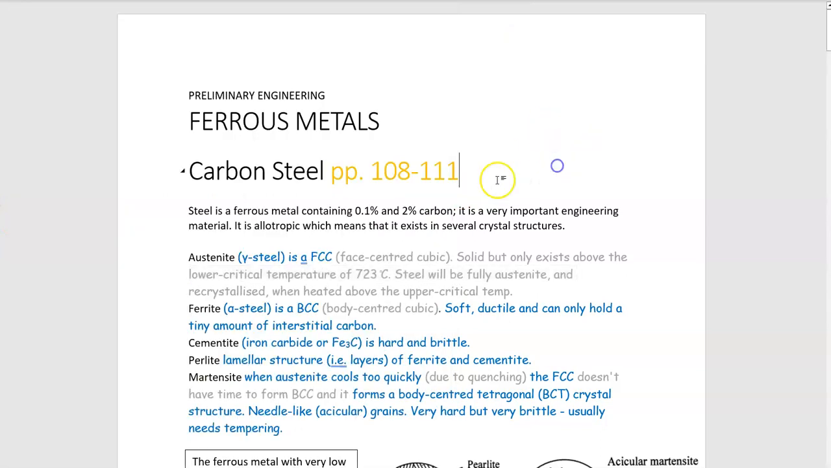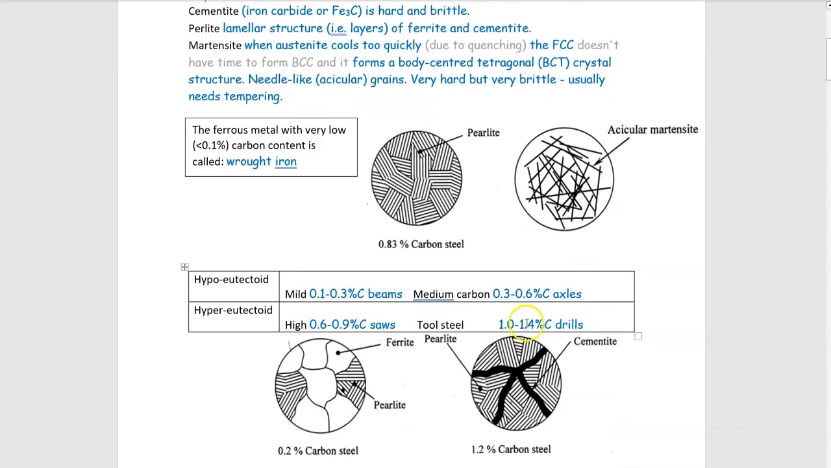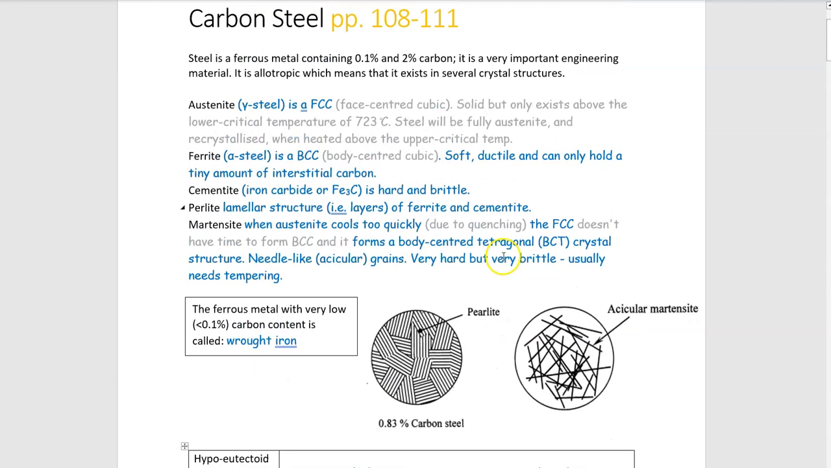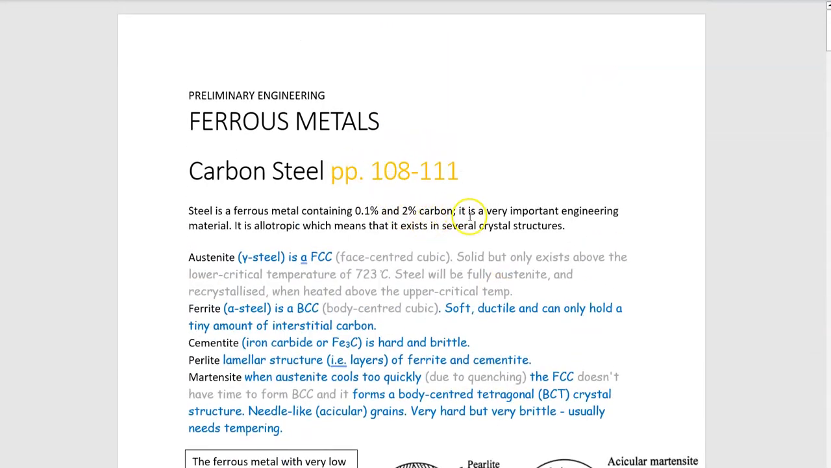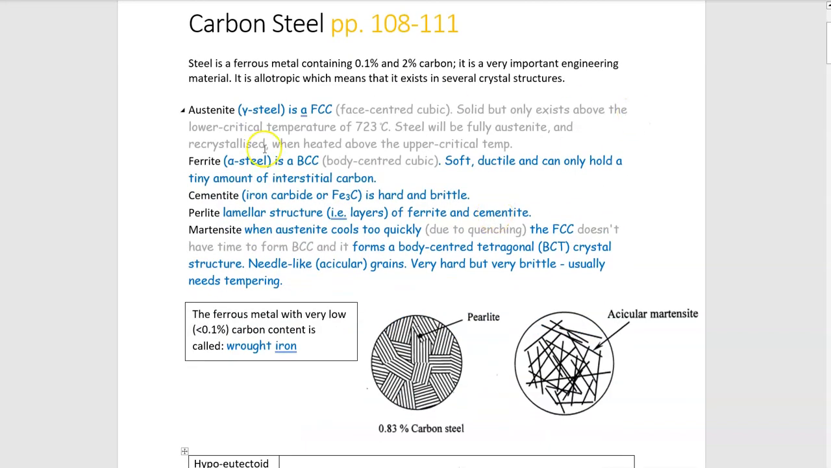So to start off with, we're going to talk about steel. Steel is a ferrous metal containing 0.1 to 0.2. You'll notice it's actually more accurate to say up to about 1.4, but we'll say 0.2% carbon. It is a very important engineering material. It is allotropic, which means it exists in several crystal structure states, specifically austenite, ferrite, and cementite. Austenite exists as an FCC, face-centered cubic. Ferrite exists as a body-centered cubic, and cementite has an unusual cubic structure, which we just try not to talk about.